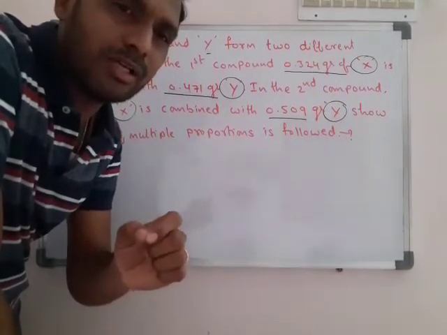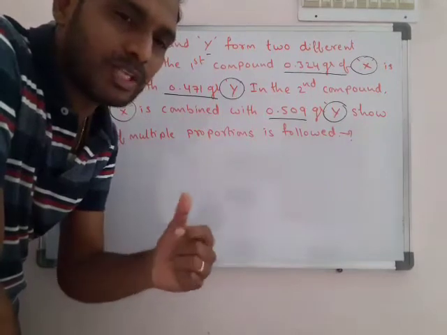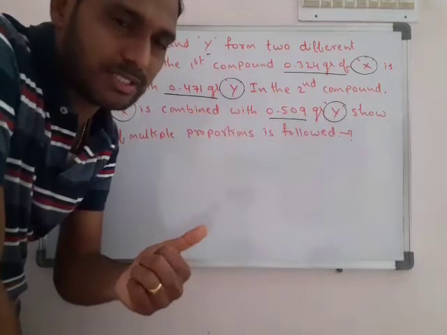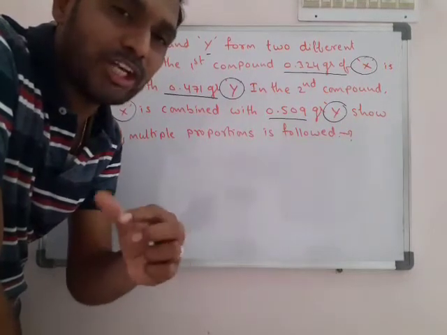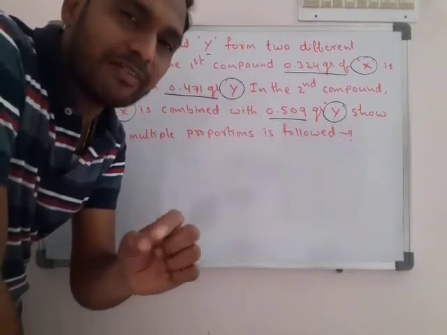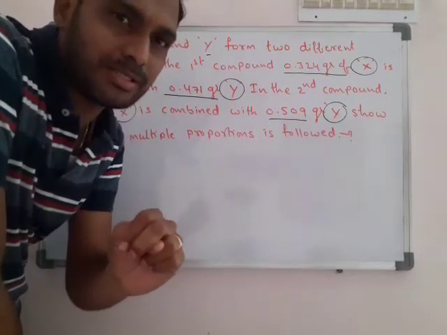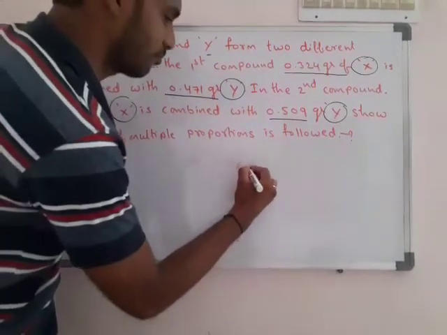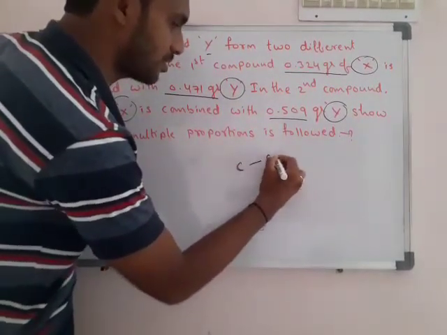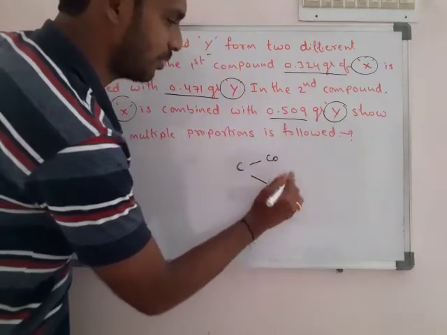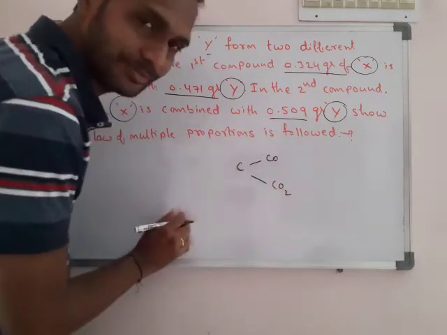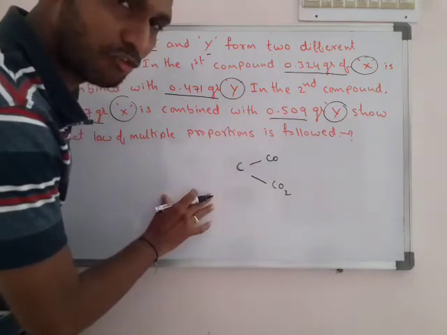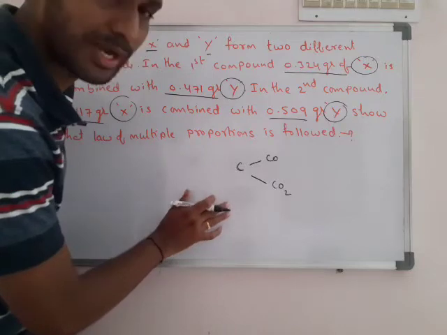Okay, so first we have to remember what the law of multiple proportions is. It is related to different compounds, here different compounds formed by two elements. For example, carbon with oxygen forms carbon monoxide and carbon dioxide. So how do we explain this law with the help of CO and CO2?